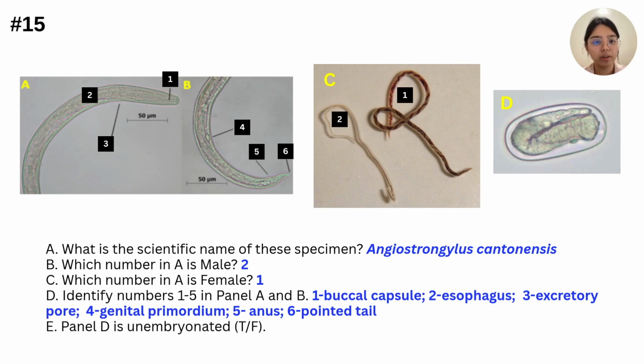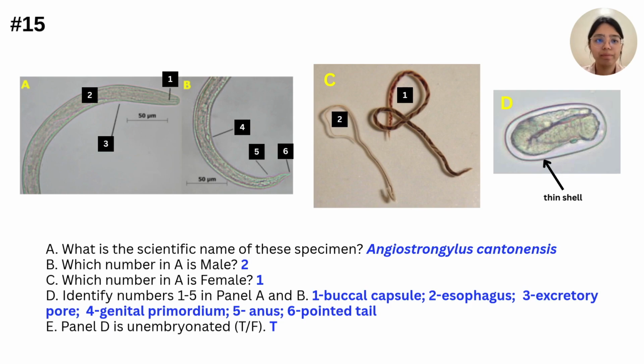Number 1 indicates the buccal capsule, while number 2 is the esophagus, number 3 points to the excretory pore, and number 4 indicates the genital primordium. Number 5 represents the anus, and lastly, number 6 indicates the pointed tail. For the last question, yes, the egg is unembryonated, meaning that the embryo has not yet fully developed inside the egg.